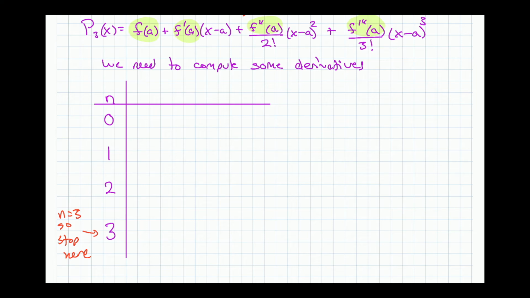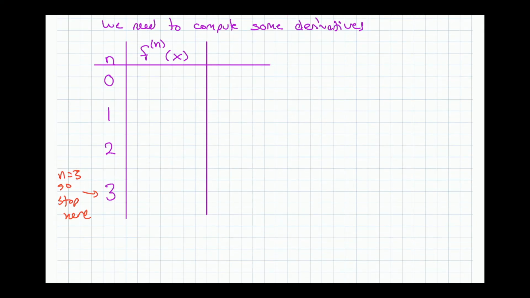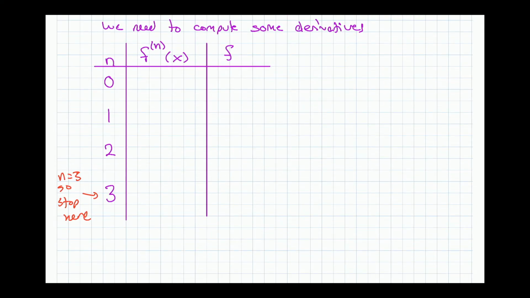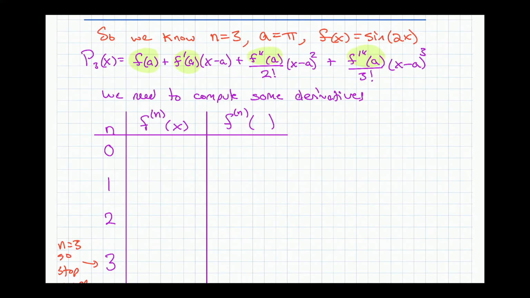So we're going to calculate these derivatives. So we write like f in parentheses, with n in parentheses like that, which is understood to mean the nth derivative. And this is going to be the nth derivative evaluated at x, which means we're not plugging a number in yet. It's just x. Okay? And then the third column is going to be the nth derivative evaluated at a in general. But what is a? For this problem, a is pi, so we're going to put in a pi, because that's what a is.